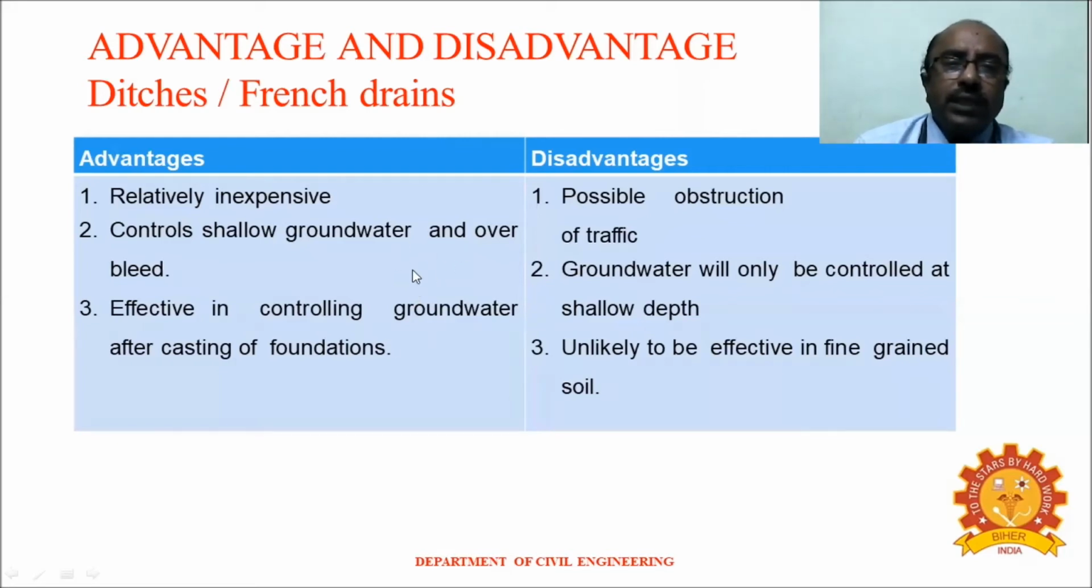But it has the disadvantage of obstructing traffic. Suppose you are doing this on a highway, then the traffic will be obstructed. Also, the groundwater lowering will be done only for a very shallow depth, not for a deeper depth. And it is not effective in the case of fine grain soil. Only in the case of coarse grain soil is this effective.